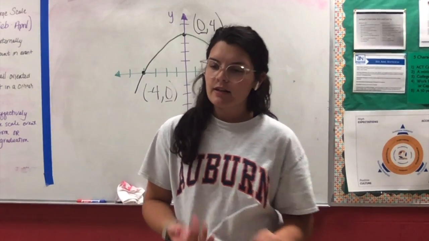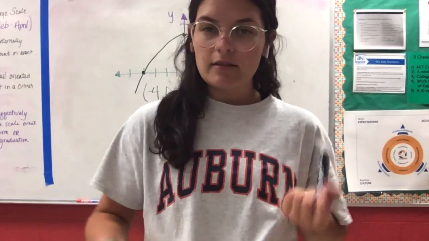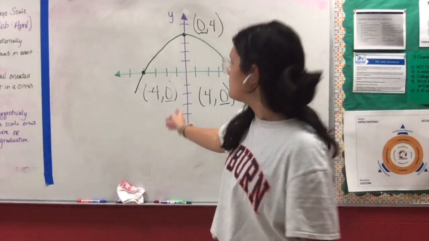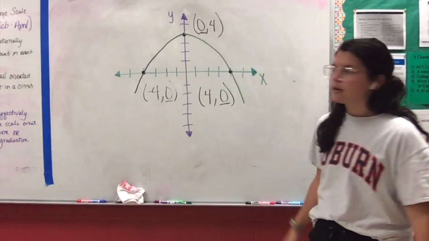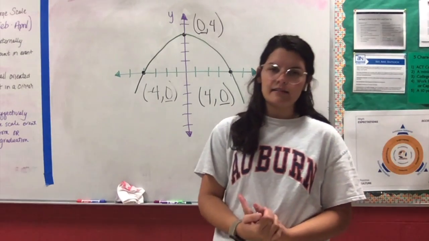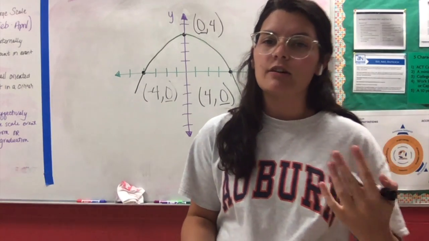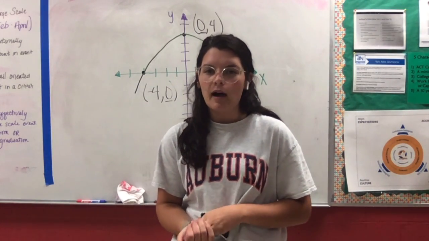Okay, so let's look at our x and y-intercepts. So these are pretty easy. This is when our line, our parabola, this is a parabola, crosses the x or y-axis. When it crosses the x-axis, it's going to be an x-intercept, and when it crosses the y-axis, it's going to be a y-intercept.